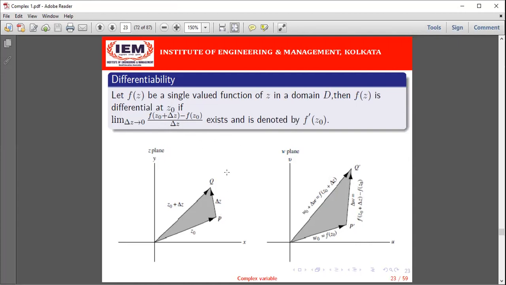So if P comes closer to Q, that means del z tends to 0. The limit as del z tends to 0, this limiting value if it exists, will be denoted by f dash z0. Then we'll say that the function is differentiable. Function is differentiable means we need to first identify this quotient, the change in the dependent variable by the change in the independent variable. Then if the limiting value of this quotient exists, only then we'll say that the function is differentiable at the given point z0, and it will be denoted as f dash z0.